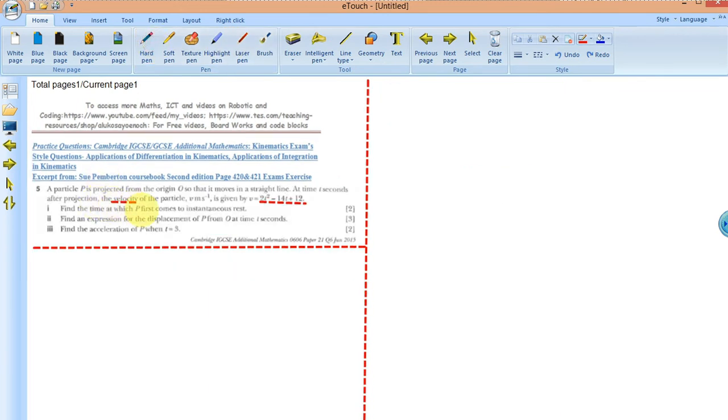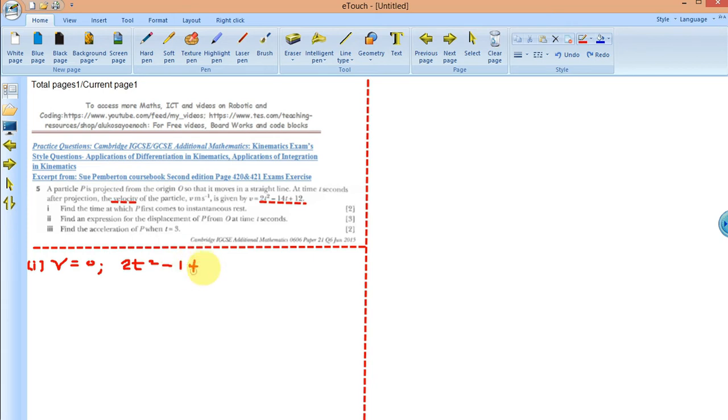So find the time at which P, the particle, first comes to instantaneous rest. Okay, so now at an instant velocity equals 0. So at an instant velocity equals 0. This is question I. So what we should do here is just go ahead and equate this equation to 0.